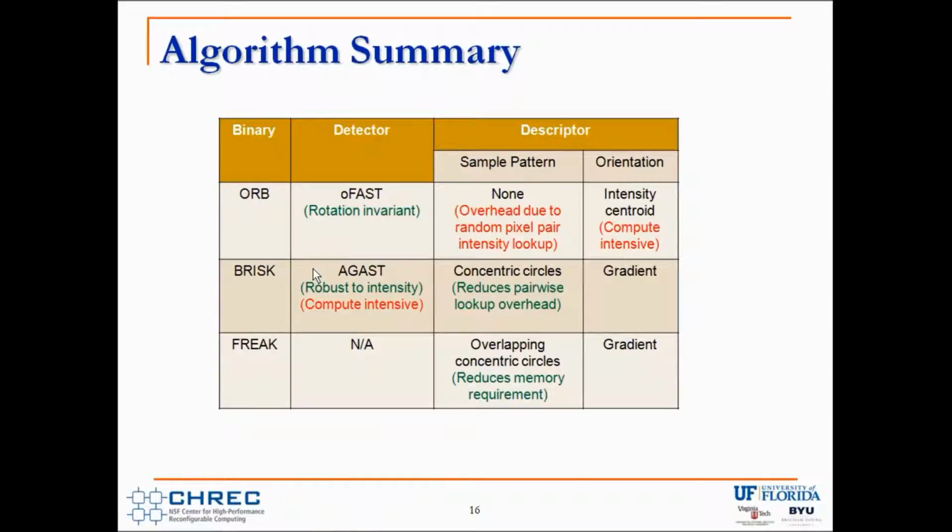So, in summary, we can see that ORB, BRISK, and FREAK have different detector and descriptor computation algorithms, and in terms of execution time, FREAK takes the least amount of time and memory footprint.